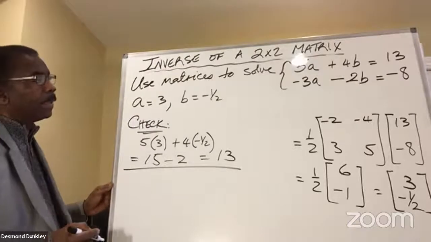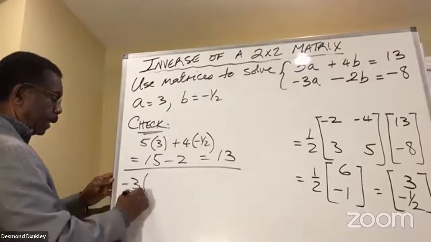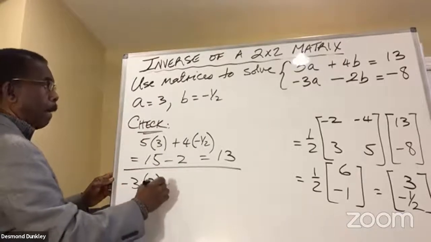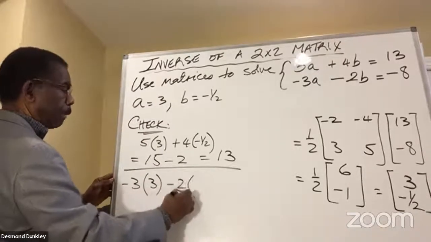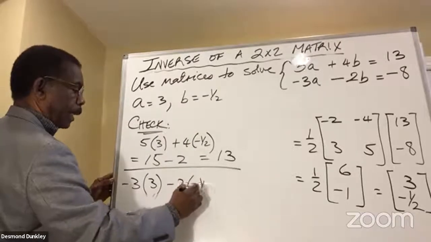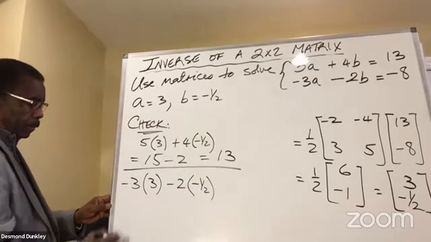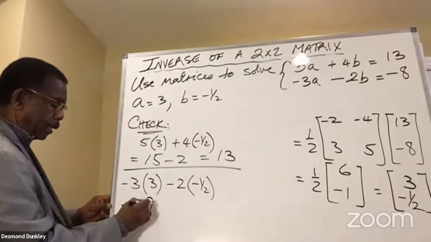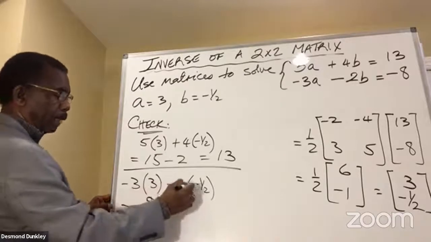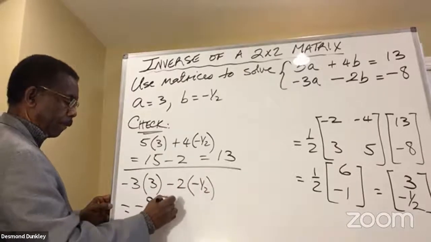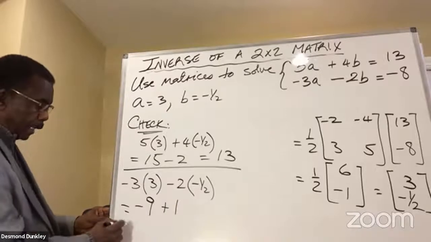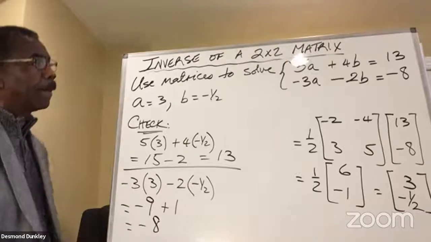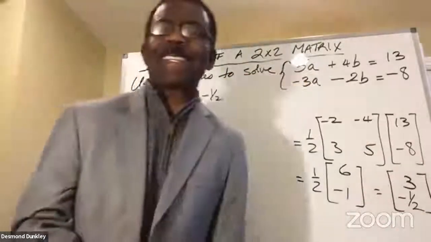Let's go to the next one. Negative 3 times A, which is 3, minus 2 times B, which is negative a half. It's going to be equal to negative 3 times 3, negative 9. Negative 2 times negative a half is positive 1. Negative 9 plus 1, negative 8. Negative 8 is right there.